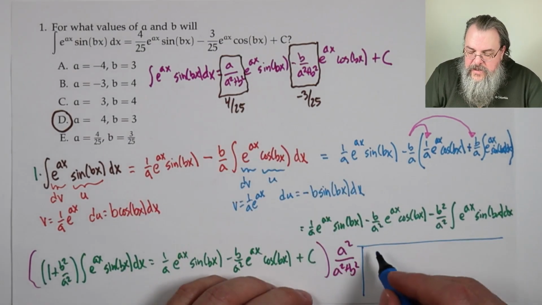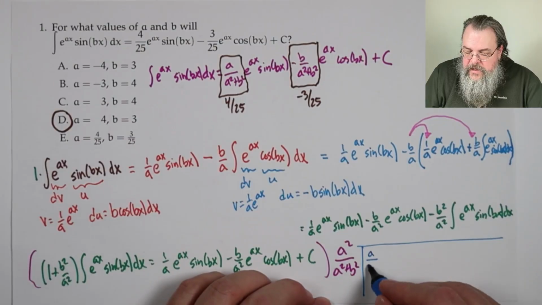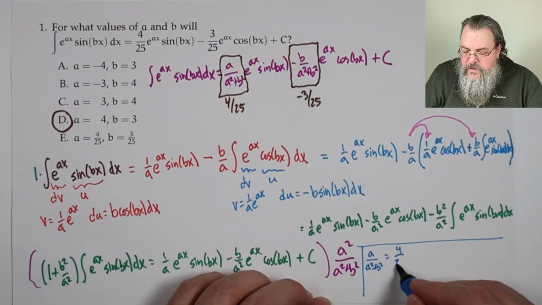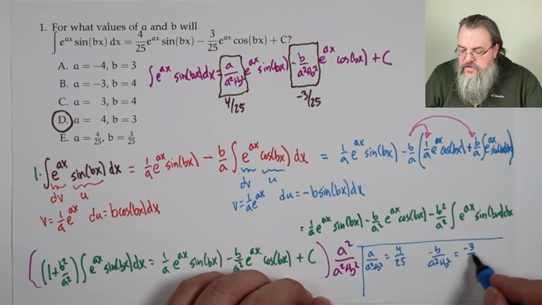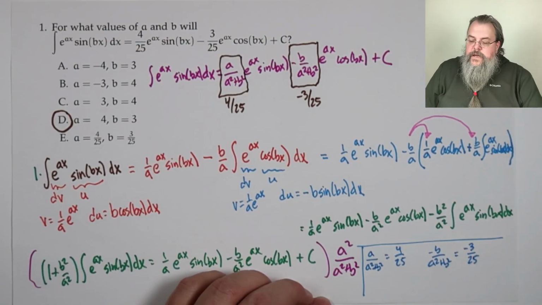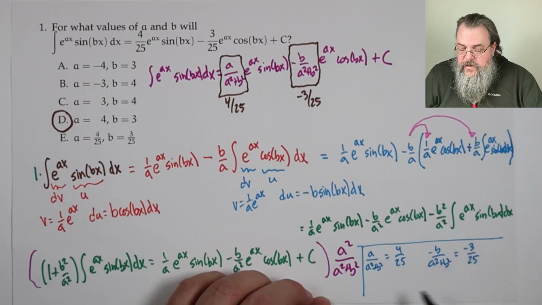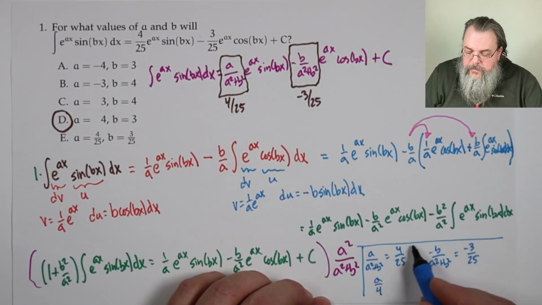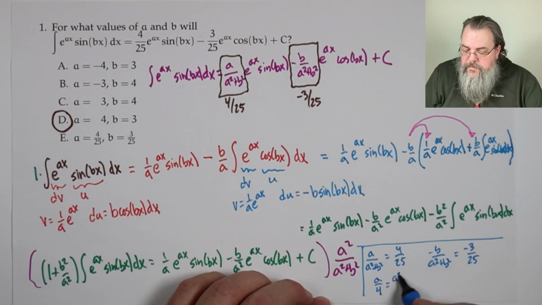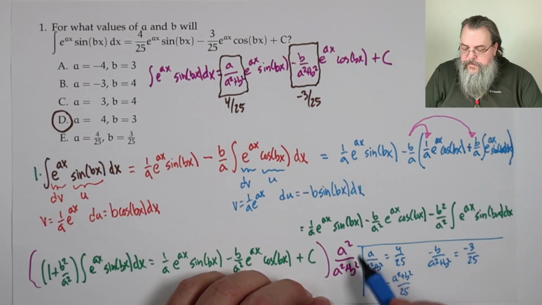We get that a over a squared plus b squared is equal to 4 over 25. And we get that minus b over a squared plus b squared is equal to minus 3 over 25. And now we can move things around. So we get that a divided by 4, I'm moving the 4 across, is a squared plus b squared over 25. Okay, all right, just swap, swap, swap.